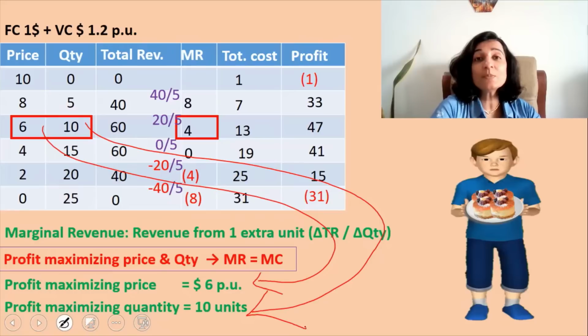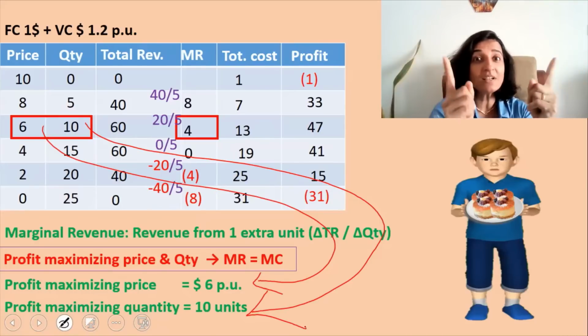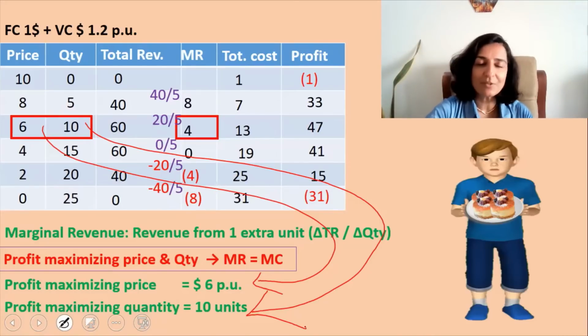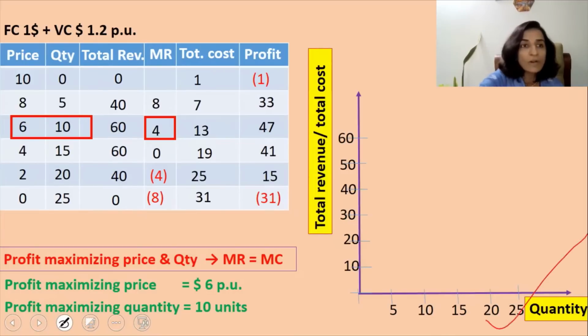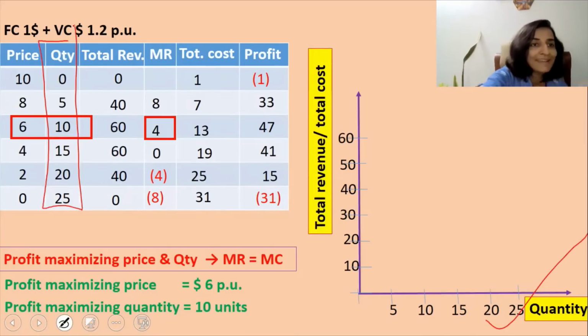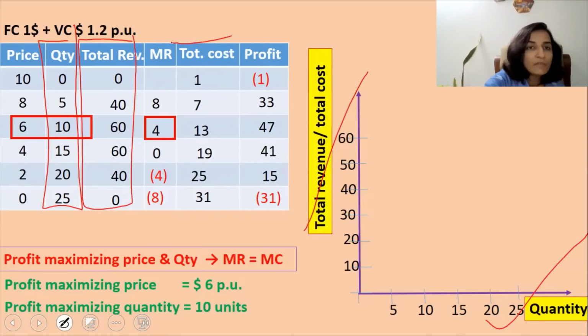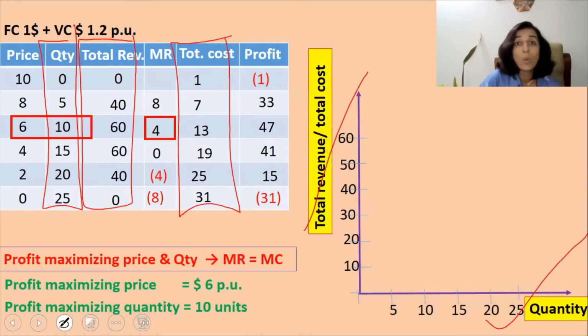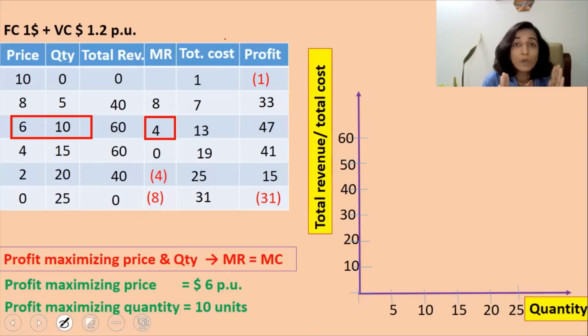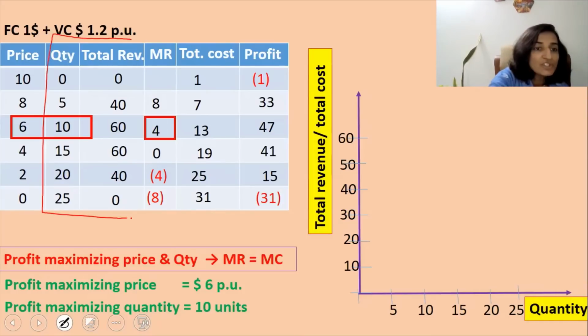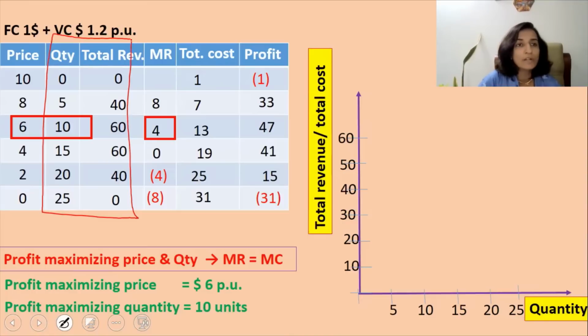Now we will plot these points in a graph so that you will be able to conceive this concept much better. We will be plotting the quantity, that is this column, on the x-axis, and the total revenue and the total cost, that is these two columns, will be plotted on the y-axis. So we will first plot the total revenue. Focus your attention only on these two columns.